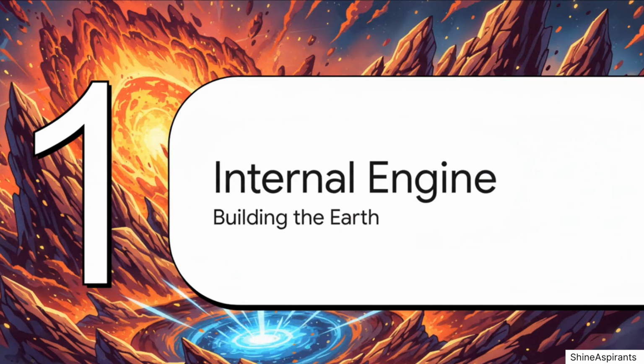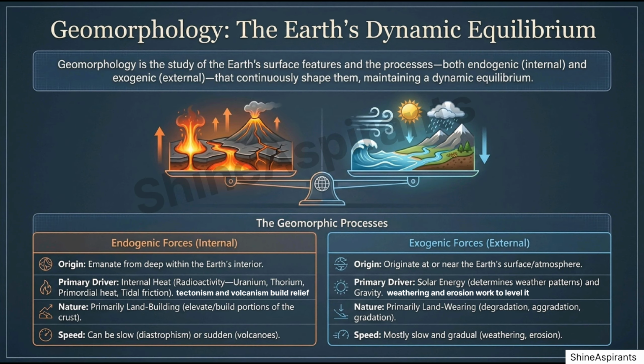Section 1. Earth's internal engine. Geomorphology is the study of Earth's surface features and the processes, both endogenic (internal) and exogenic (external), that continuously shape them. Endogenic forces like tectonism and volcanism build relief, they uplift and create landforms. Exogenic forces like weathering and erosion work to level it, they wear down and flatten landforms. Together, they maintain a dynamic equilibrium on Earth's surface.